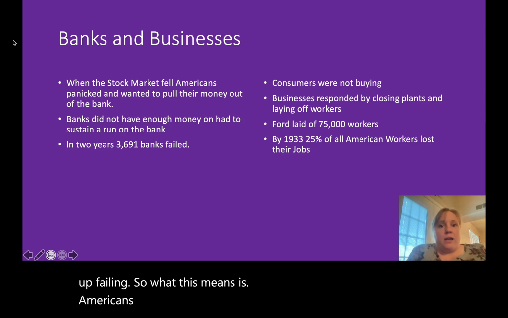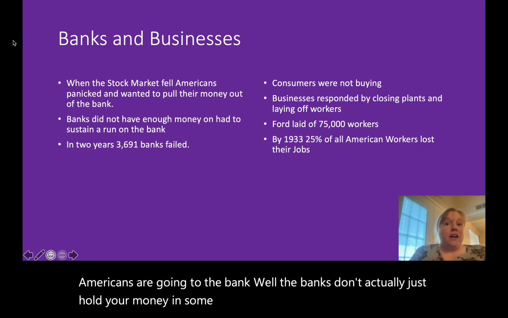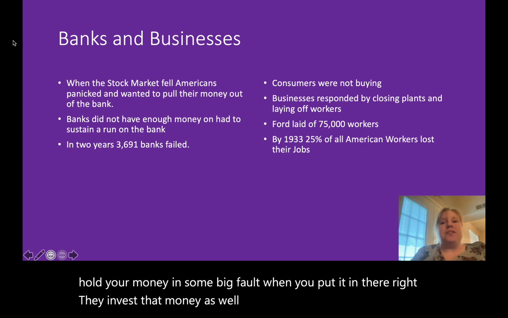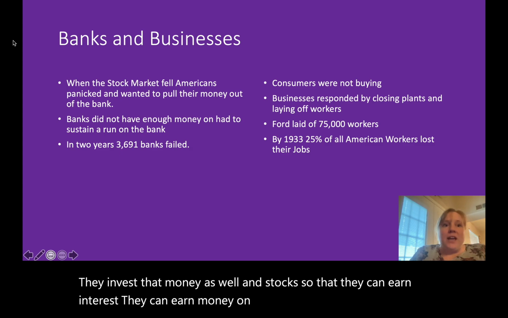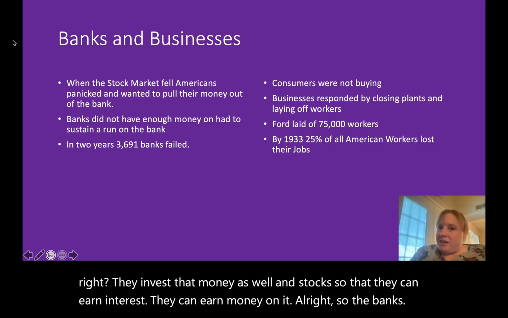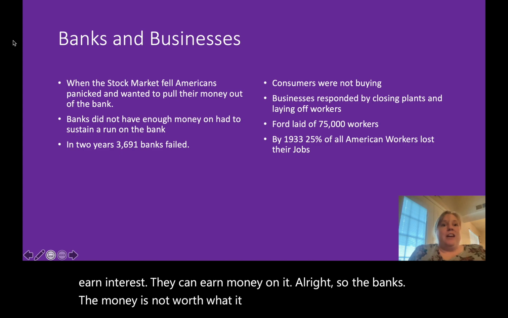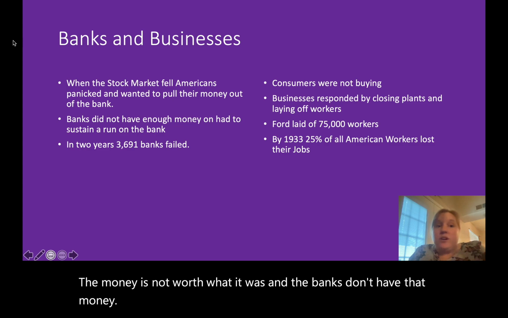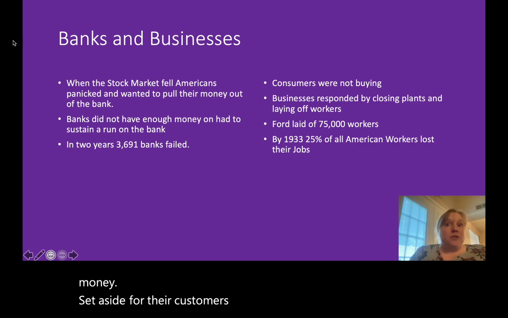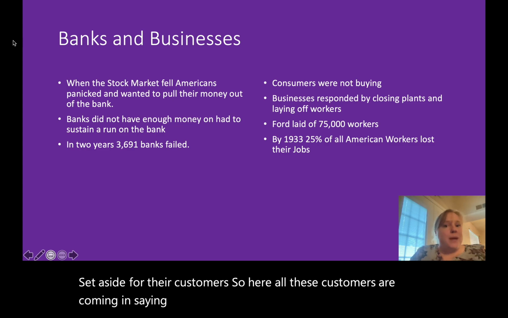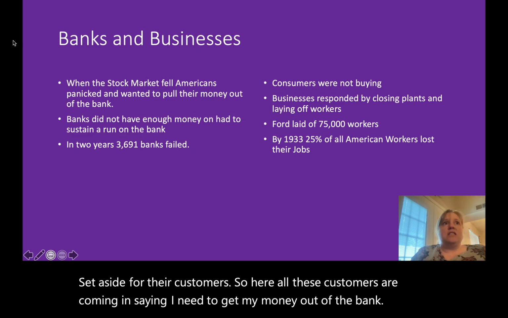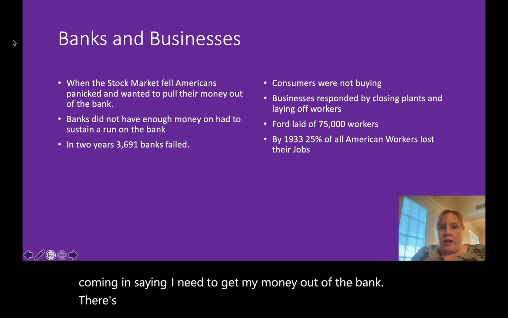Americans are going to the bank. Well, the banks don't actually just hold your money in some big vault when you put it in there, right? They invest that money as well in stocks so that they can earn interest. They can earn money on it, all right? So the money's not worth what it was, and the banks don't have that money set aside for their customers. So here all of these customers are coming in saying, I need to get my money out of the bank, and there's no money to be had.